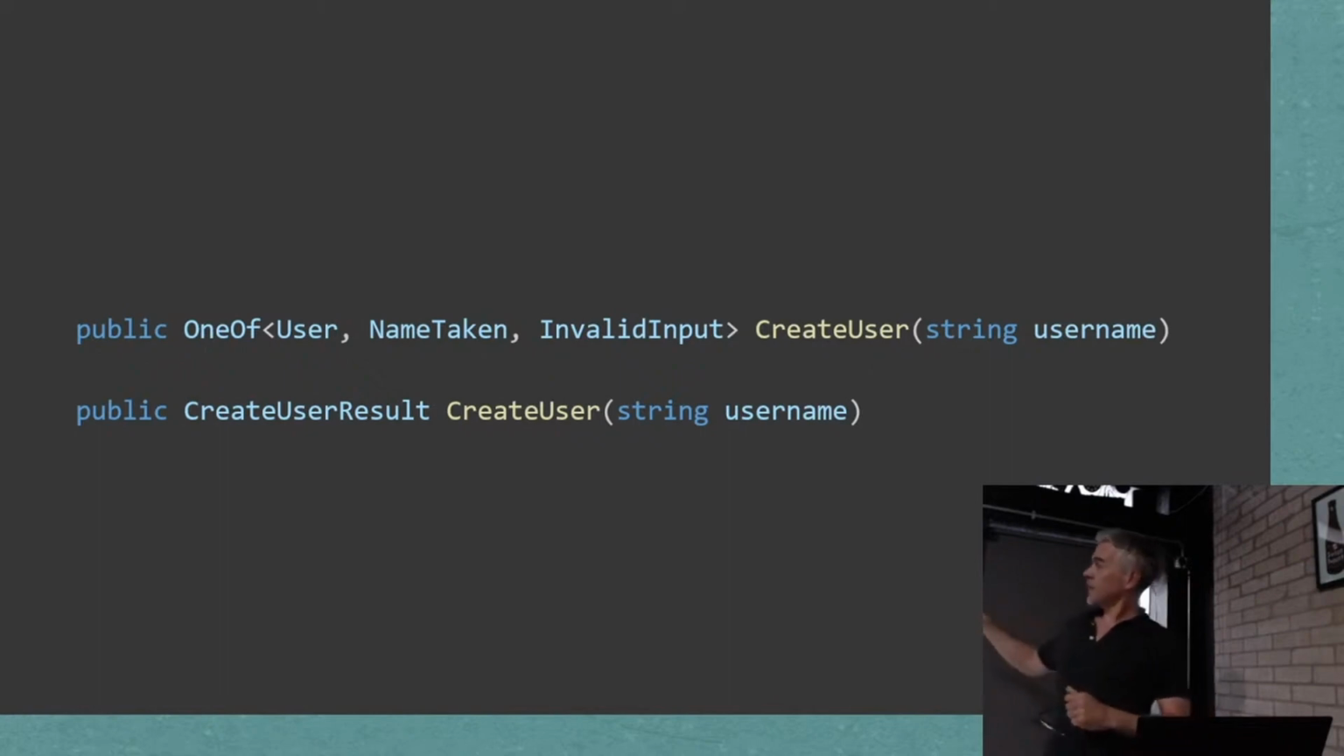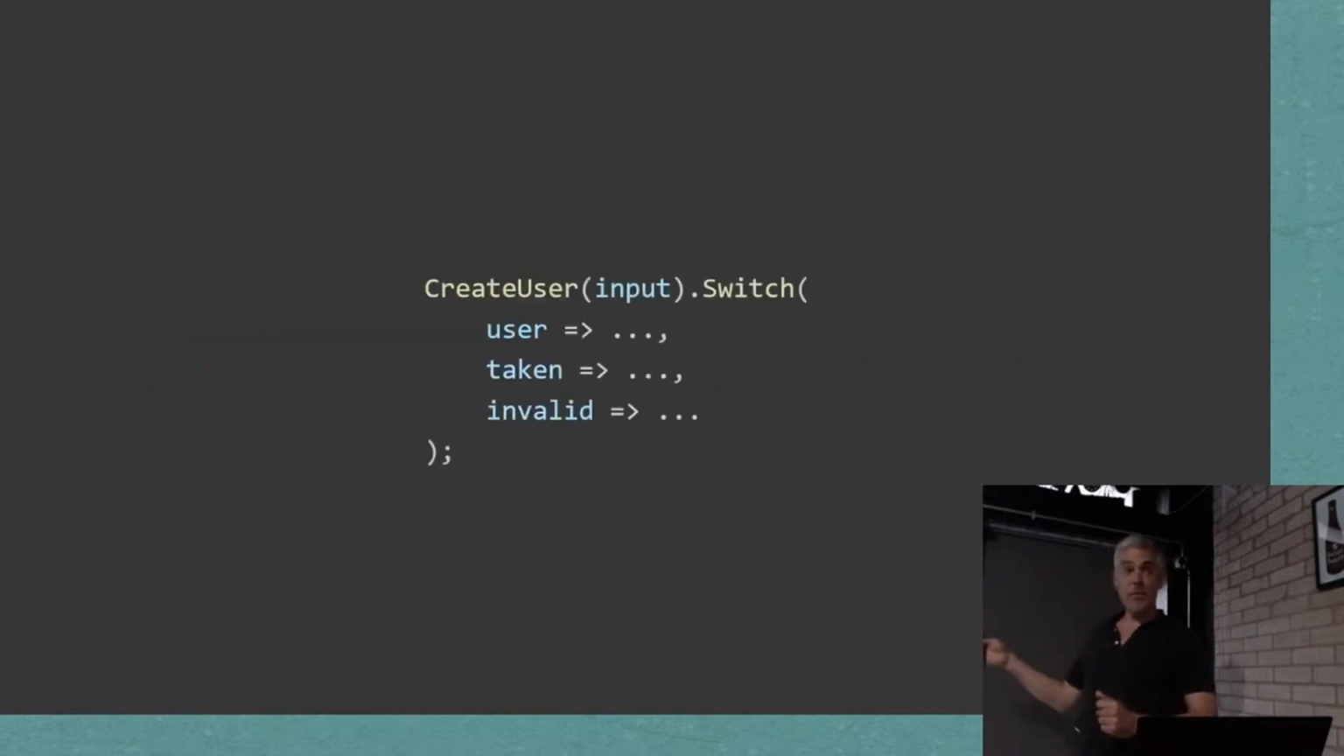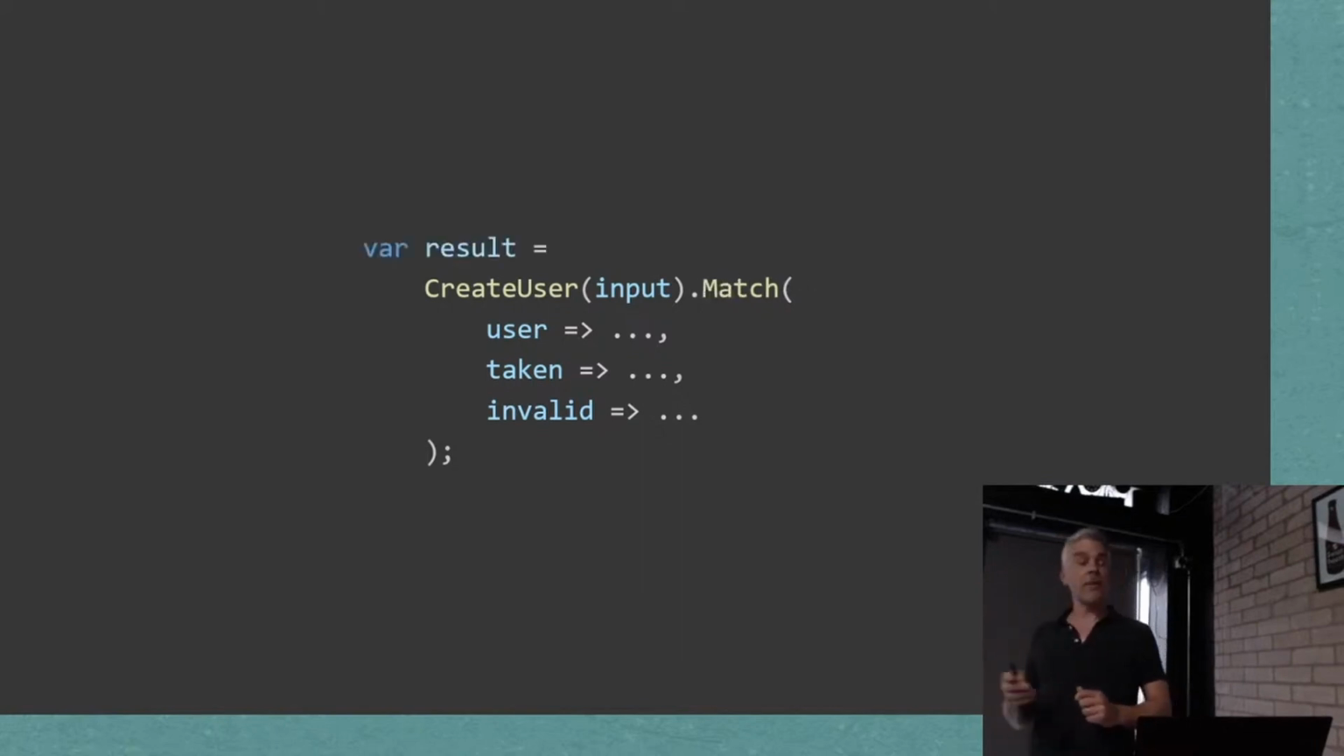So how do I interact with that OneOf thing? There's only about half a dozen methods on it, and the two you would use most are the switch method, which is semantically equivalent to a switch statement in the sense that it executes a block of code for every case, and the match method, which is like the switch expression. In other words, it returns a value. So one takes an action, one takes a func. Those are the two main ones. There are a couple of other things you can do, but these are the two main things you would do.